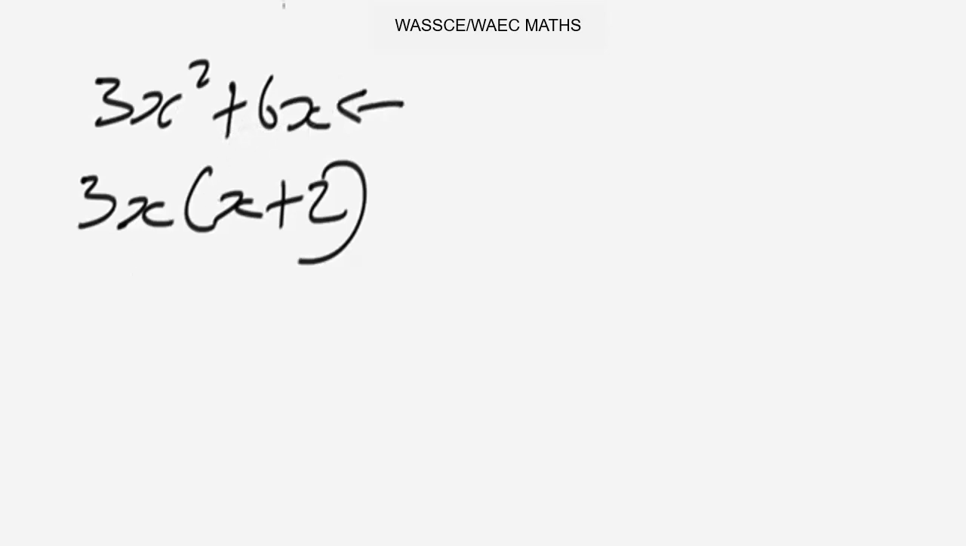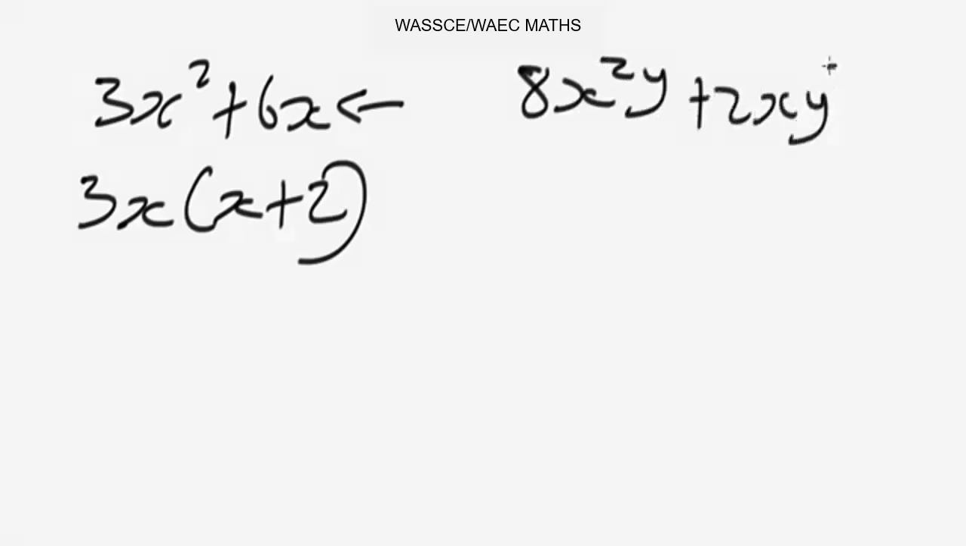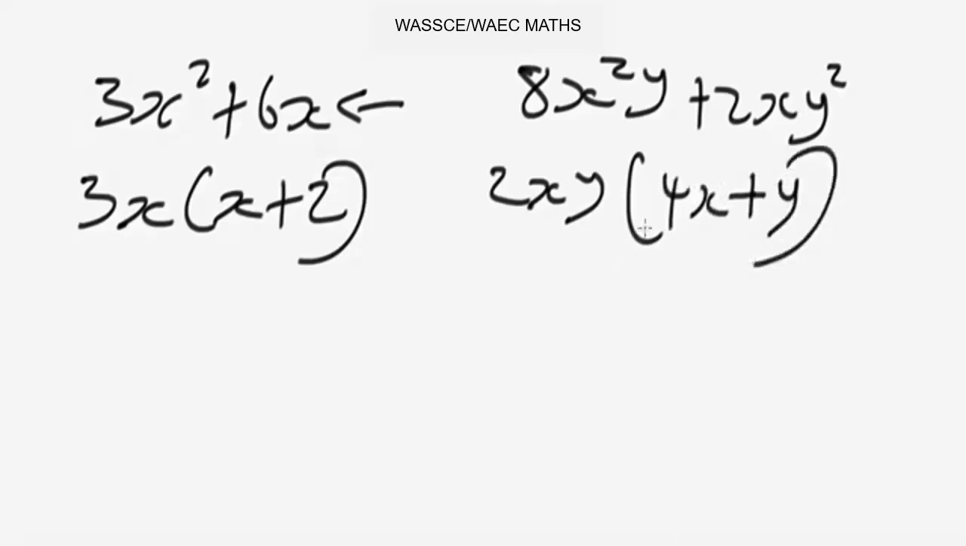Okay, now let's look at another example. Let's say we are given this expression, 8x squared y plus 2xy squared, and we are asked to factorize this expression. This is the same thing as 2xy in brackets 4x plus y. So that will be the answer to this question. Alright, guys, it's as simple as that.